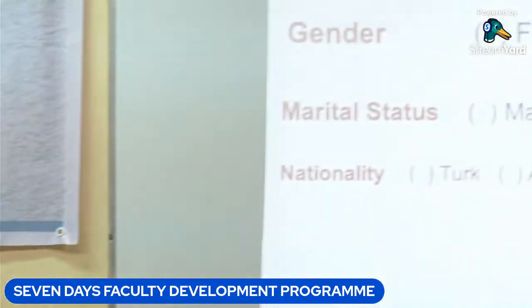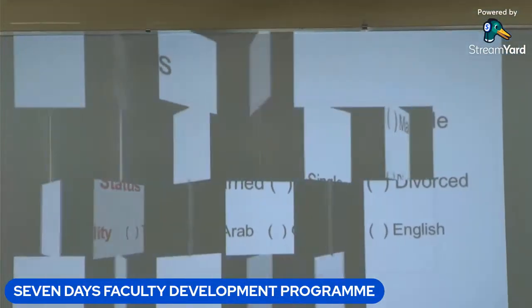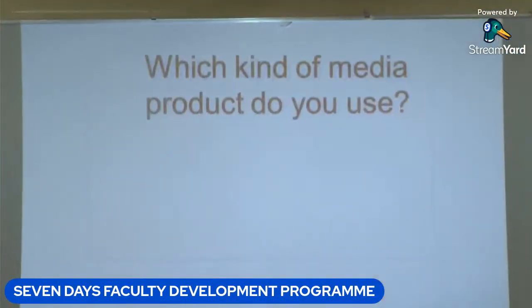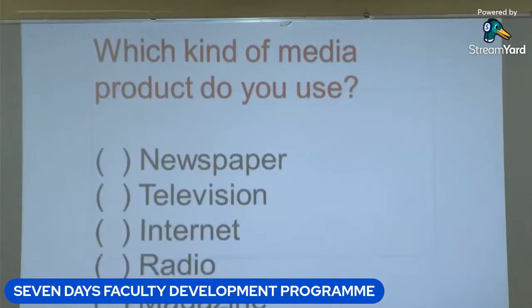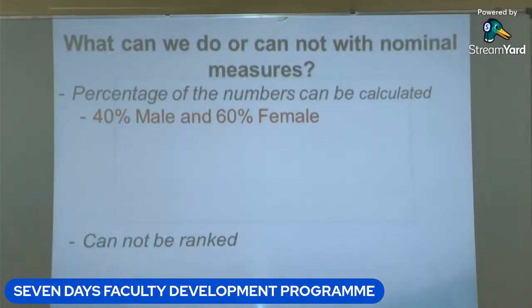Some other examples are marital status, nationality, gender, and telephone number. These are all nominal in nature. Of course, these are a few more examples of nominal variables.